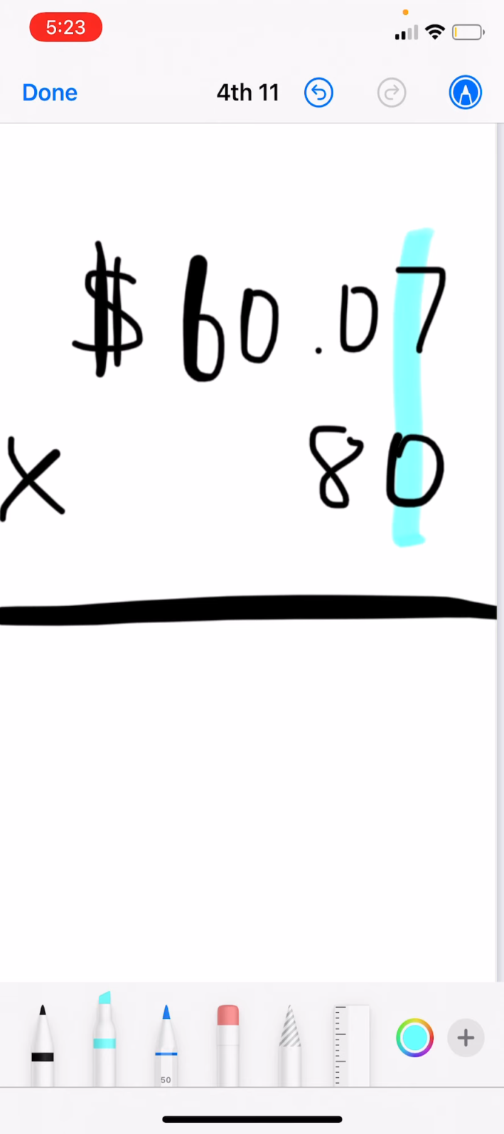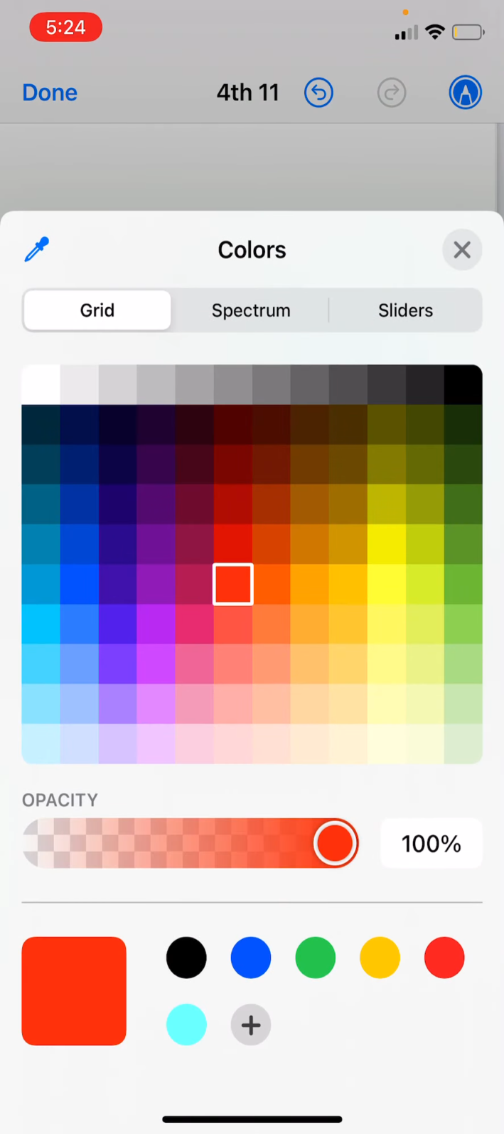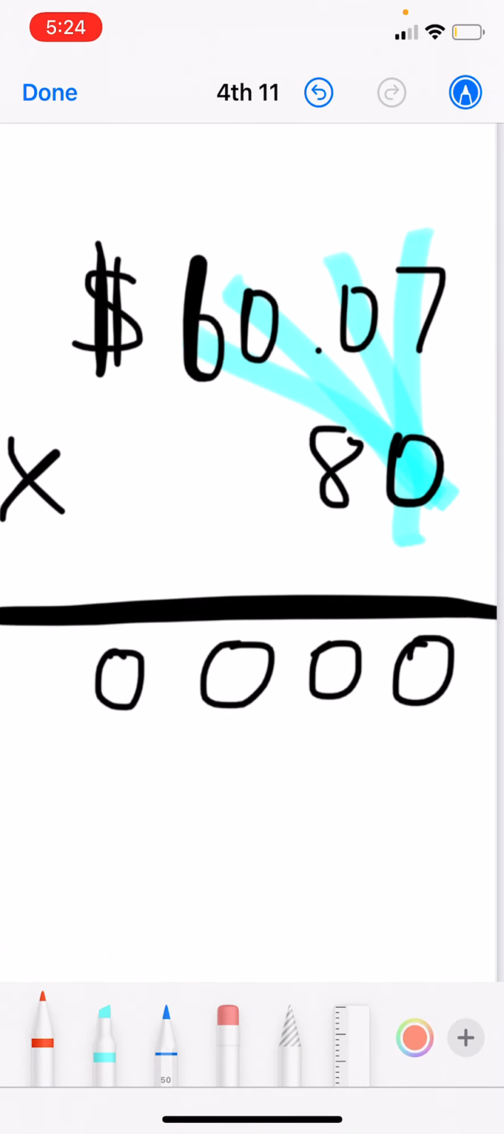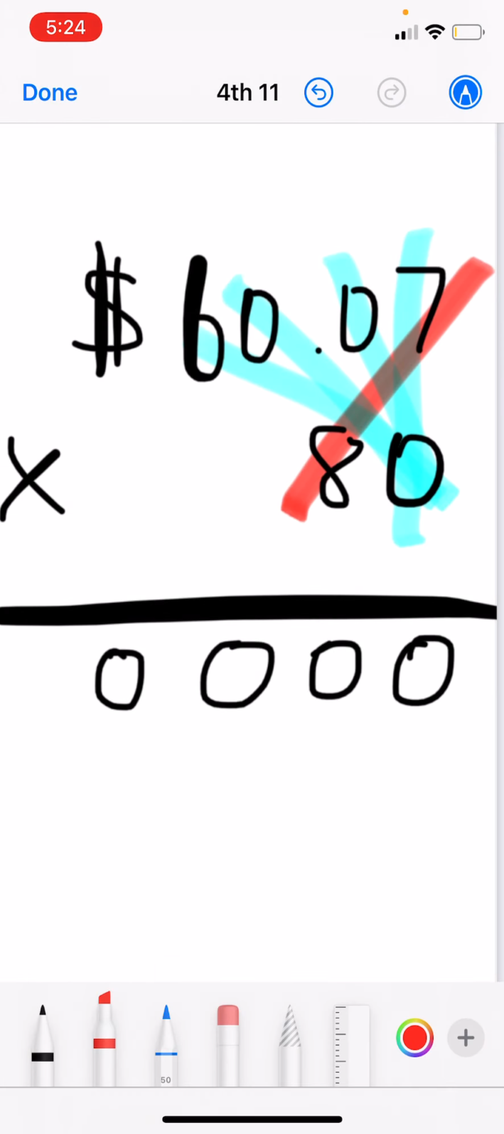0 times 7 is 0. 0 times 0 is 0. 0 times 0 is 0. And 0 times 6 is 0. Okay, now we'll move on to the next number. Okay, we'll do 8 times 7, which is 56. So we're going to leave the 6 and carry the 5.